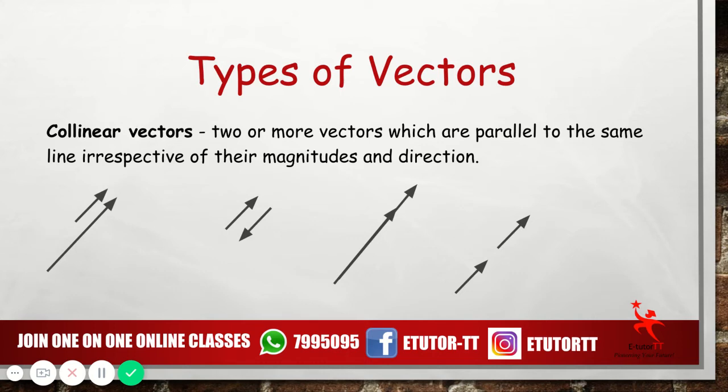Collinear vectors. Two or more vectors which are parallel to the same line irrespective of their magnitudes and direction. So size and direction doesn't matter. It could be different sizes, different direction, but once they are parallel to each other or on the same line, they are collinear. These are some diagrams to show you.